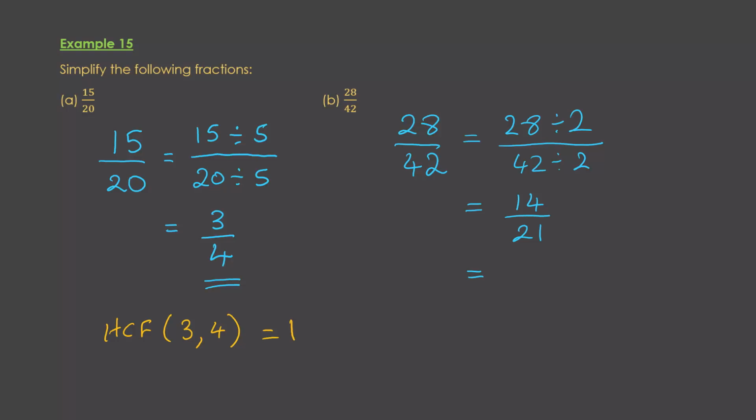Now that they're smaller, it's easier for me to see that they divide by 7. So I'm going to divide by 7 and again on the bottom. And that gives me 2/3. And we've seen this in the previous examples. 2/3 is the simplest form of this particular fraction. And that's because, as we discussed over here, the highest common factor for 2 and 3 is 1.